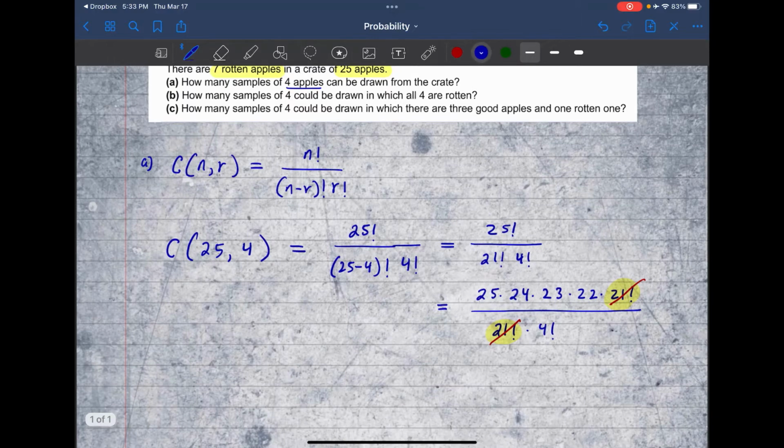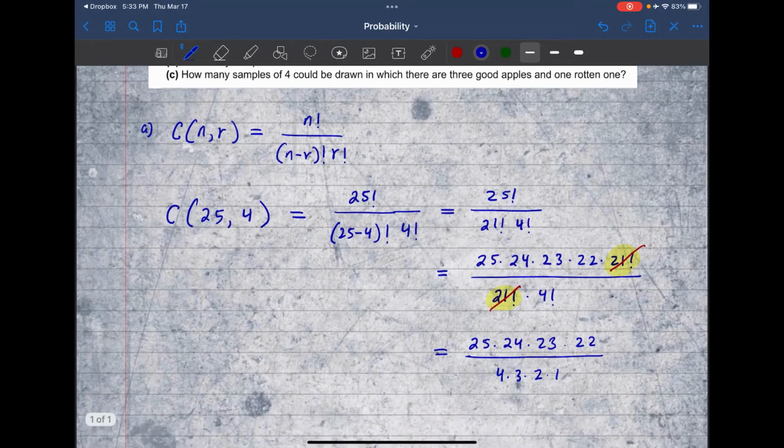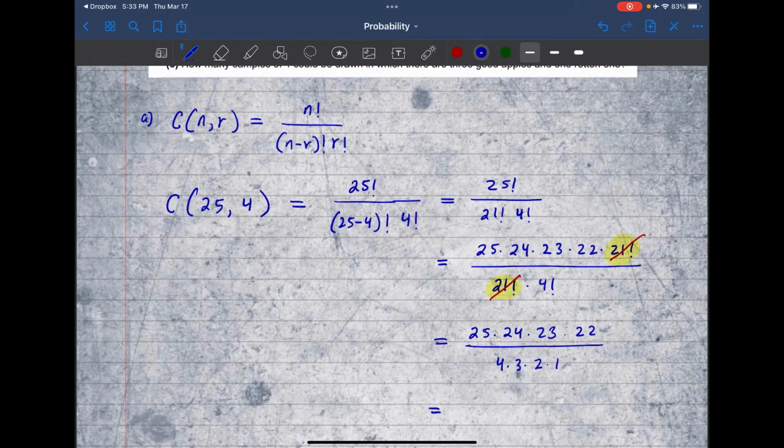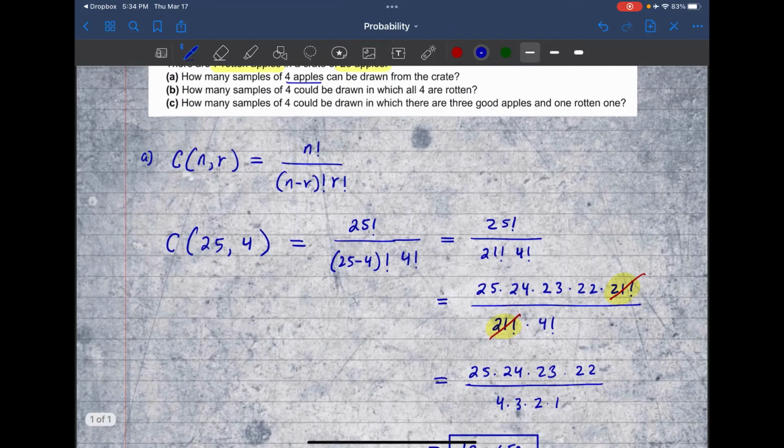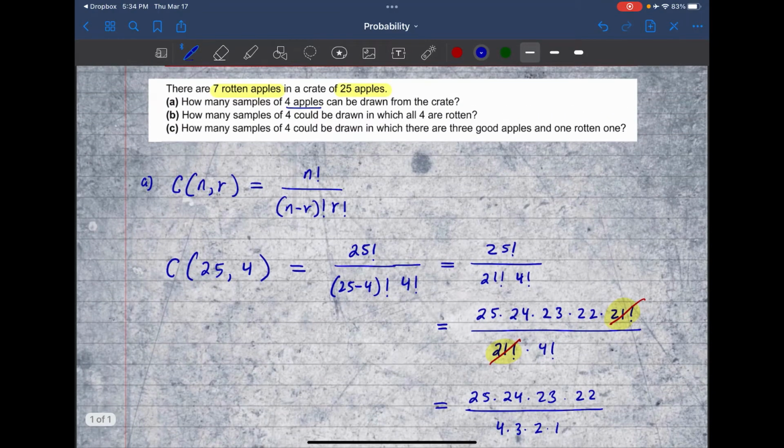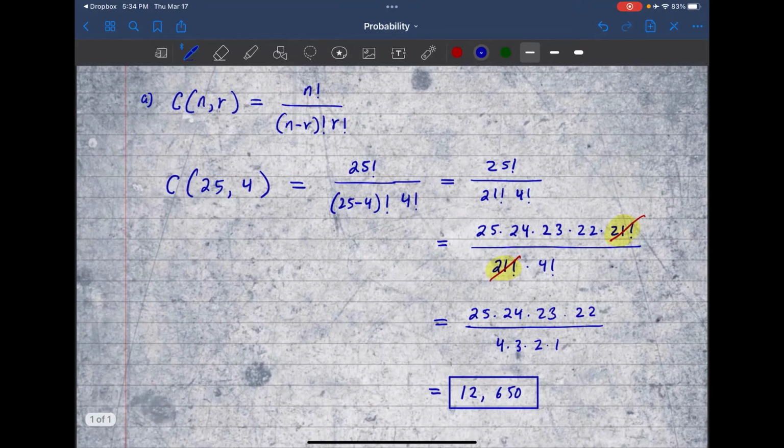So now you should put in your calculator 25 times 24 times 23 times 22 all over 4 factorial, which is 4 times 3 times 2 times 1. Once you put it in your calculator, you'll get about 12,650. So that's how many samples of 4 apples can be drawn from this crate.